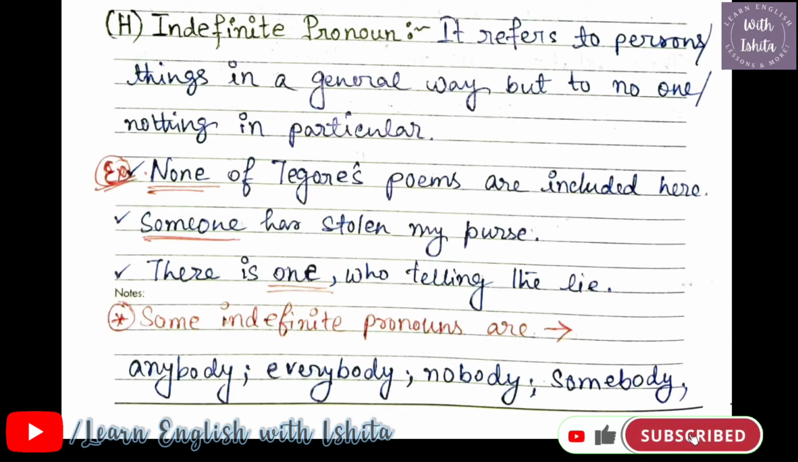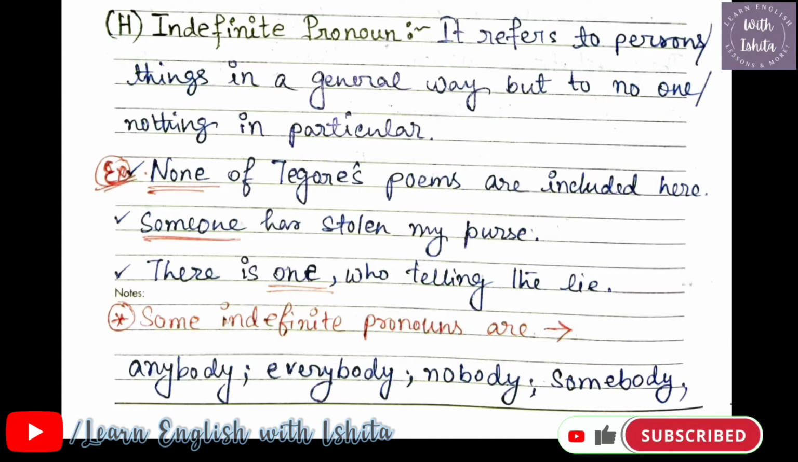Now we're gonna talk about the indefinite pronoun. It refers to persons or things in a general way, but to no one or nothing in particular. For example, none of Tagore's poems are included here. Next one. Someone has stolen my purse. Next one. There is one who is telling the lie. Take a note of it.